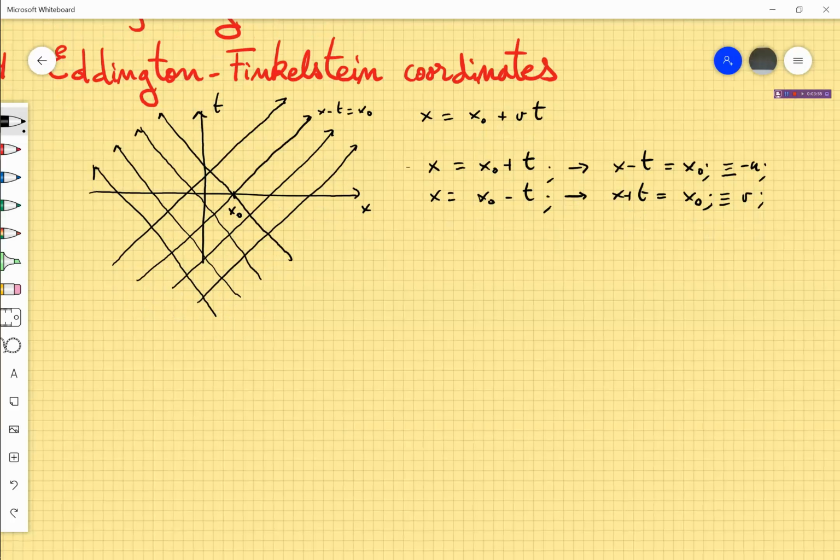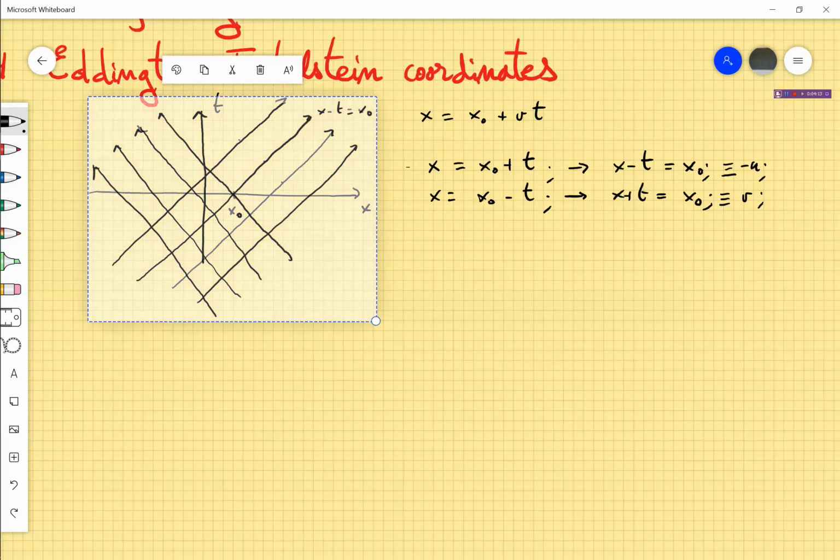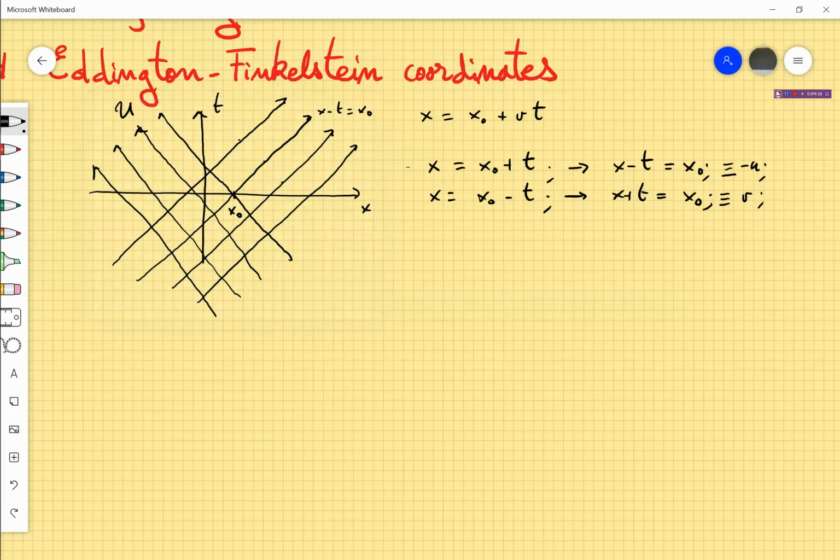So, you see that these lines have different values of u, and therefore they are distinguished by the values along this orthogonal axis. So this will be u. Different values of u label these different lines, this one, and so on. They are characterized by this u.